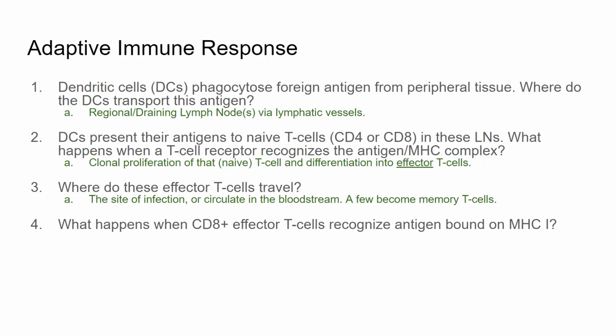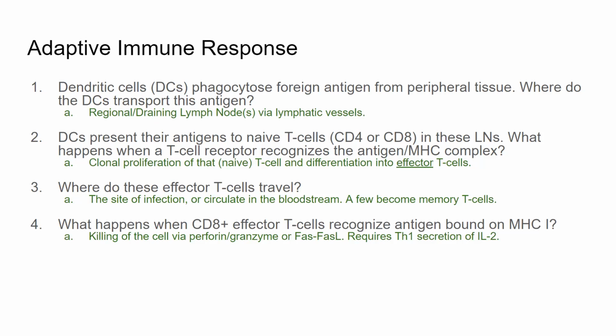So what happens now that we have our effector T cells? So let's say those effector T cells were mostly CD8. So what happens when those CD8 T cells recognize antigen bound on MHC1? What do? Kill it. Good. Yep. And perforin granzyme or Fas ligand.